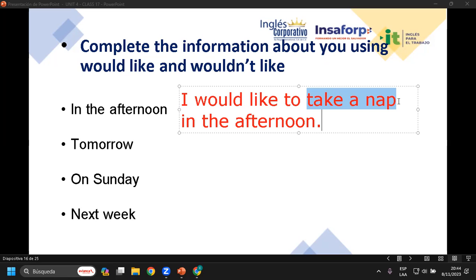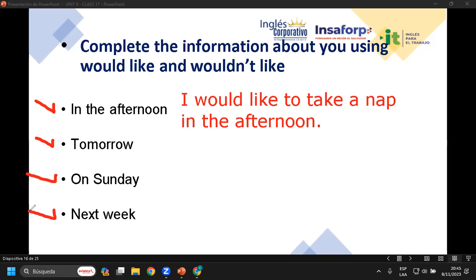So, ¿qué van a hacer ahorita? Quiero que hagan una oración sobre lo que les gustaría hacer utilizando cada time expression. Eso significa una oración para in the afternoon, una oración para tomorrow, una oración para Sunday, y una oración para next weekend. Well, en este caso, next week. Pero dice que hay que usar would like y hay que usar wouldn't like. Es decir, affirmative and in negative. So, ¿qué vamos a hacer?